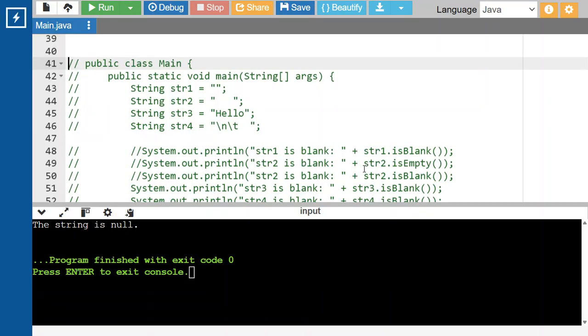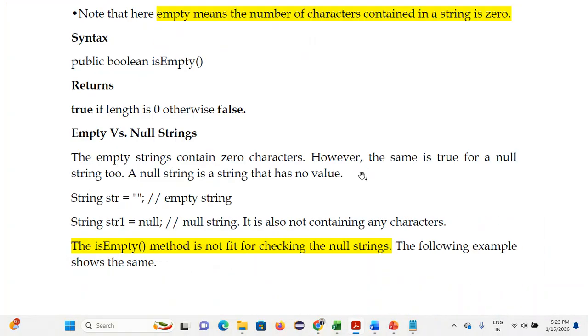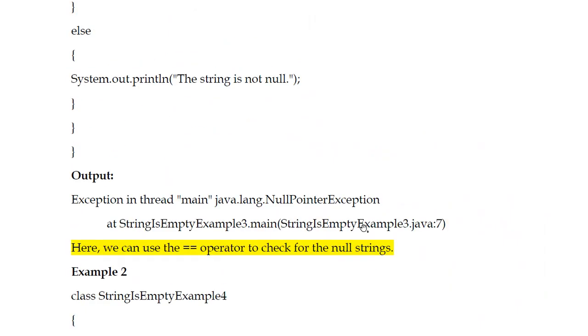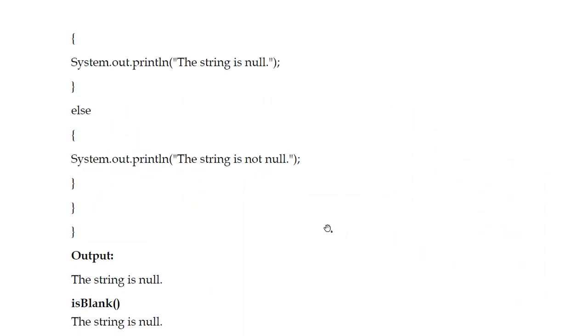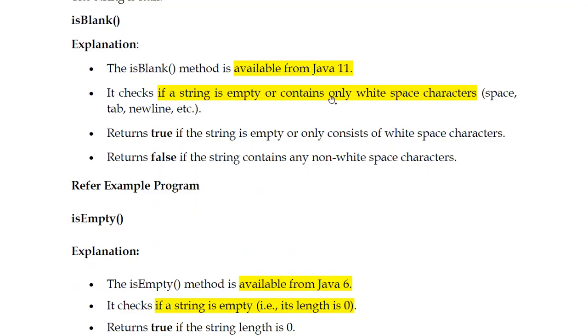Next, another method is isBlank. What is that? isBlank is available from Java 11 onwards. It checks if the string is empty or contains only white space characters. It supports only white space characters like space, tab, new line. These are considered white space characters.